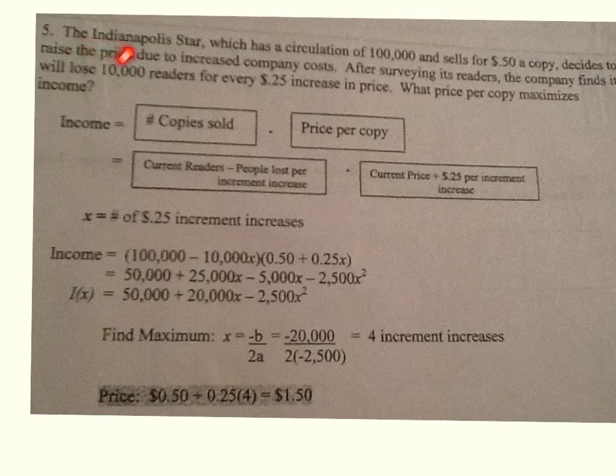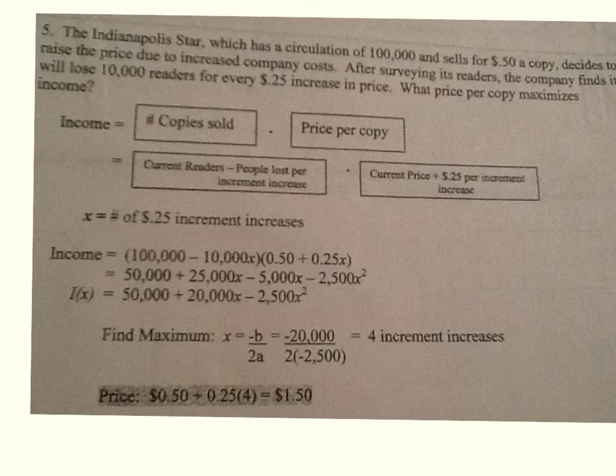Here we go. The Indianapolis Star has a circulation of 100,000 papers, and it sells for 50 cents a copy. It decides to raise its price because the company's costs are increasing. It finds that it will lose 10,000 readers every time it raises its price a quarter. Every time it raises its price 25 cents, it loses 10,000 readers. What price per copy maximizes income?